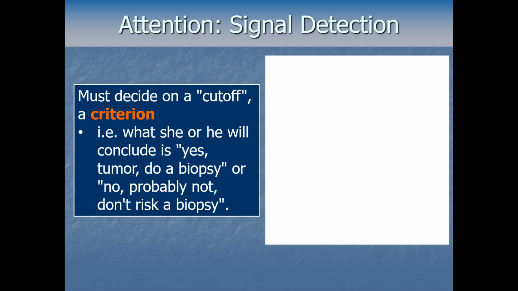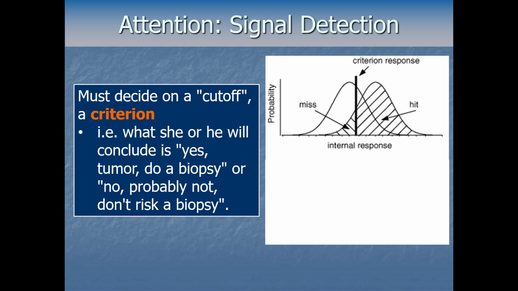What we're talking about here, this idea of a cutoff that we have to decide on, is called a criterion. It's the criterion for what she or he will conclude is, yep, there's a tumor, do a biopsy, or nope, probably not, don't risk a biopsy. So looking at the distribution of measurements when there is a tumor, the rightmost distribution that we've shaded in here, what you're seeing is how often this particular criterion that we've chosen will correctly detect the tumor, what we call a hit, and how often it'll miss, right?